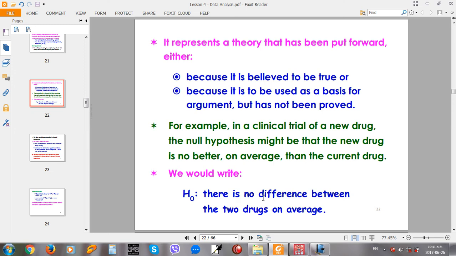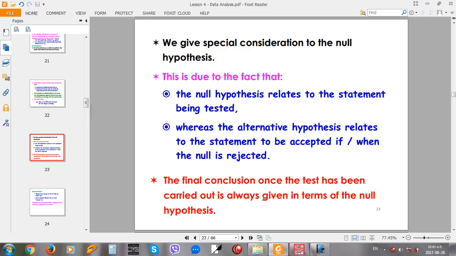I think you can understand what I am going to say. According to the problem, we have to write the null and alternative hypotheses, and the null starts from there is no significant difference between. Here we need to test whether the new drug is better than the old drug, so we write there is no significant difference between the two drugs on average. That is the way we write the null hypothesis. We give special consideration to the null hypothesis. This is due to the fact that the null hypothesis relates to the statement being tested.